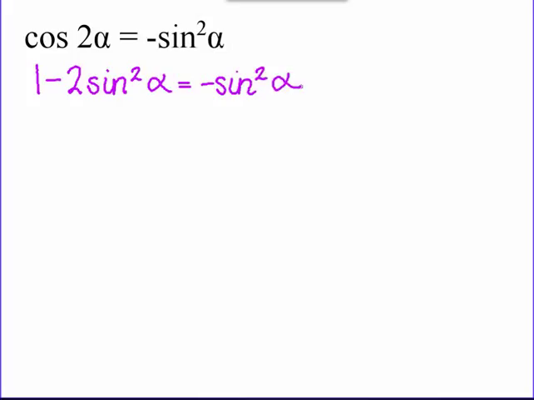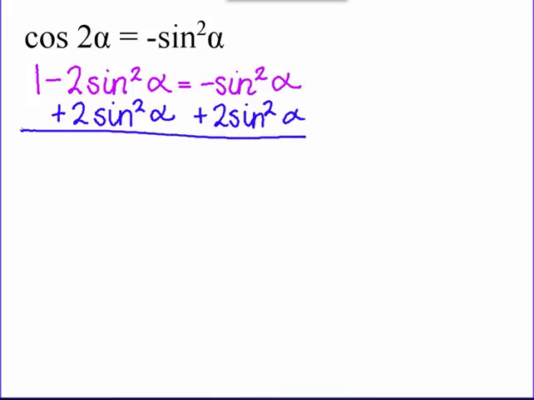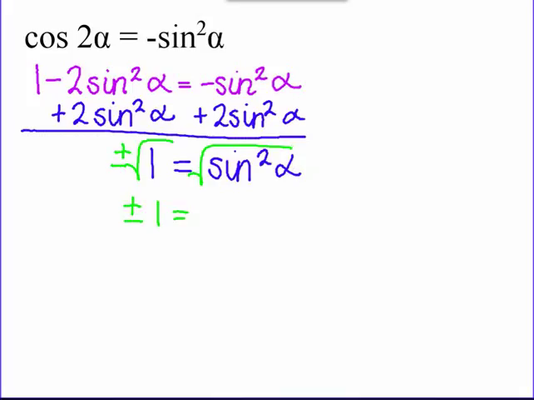So by doing that, what I can do to solve this is add 2 sine squared to both sides. On the left side, you're left with 1. On the right side, you're left with sine squared. Now in order to undo a square, you take the square root. What's the important thing? Plus or minus. So sine alpha equals plus or minus 1.